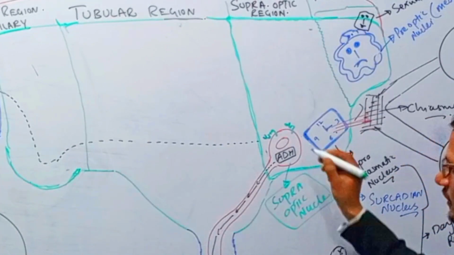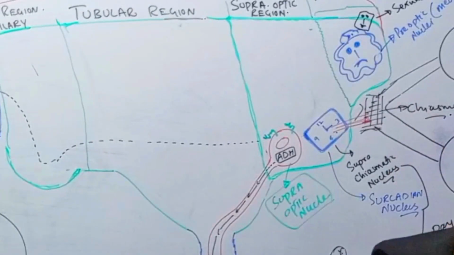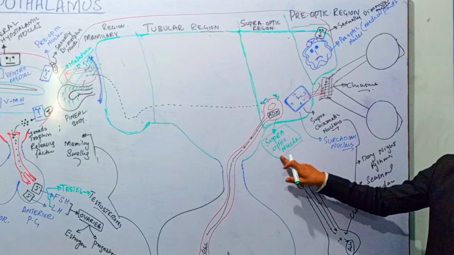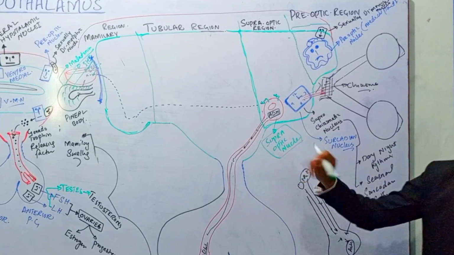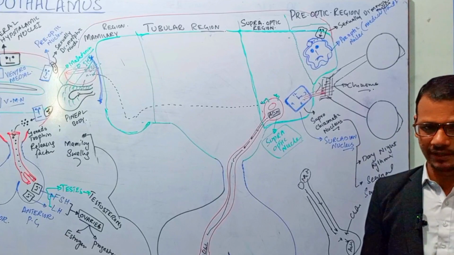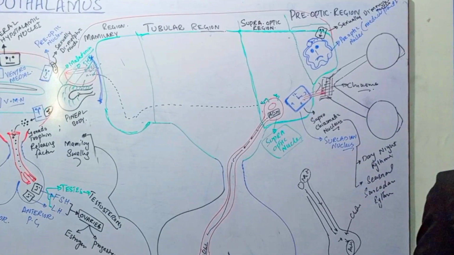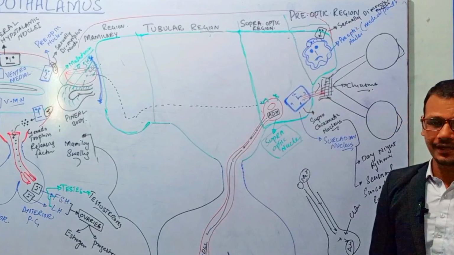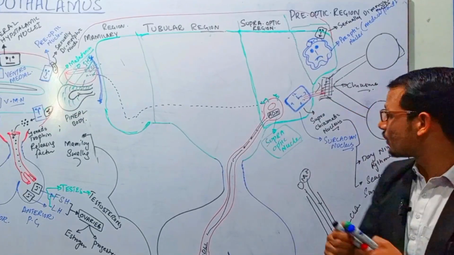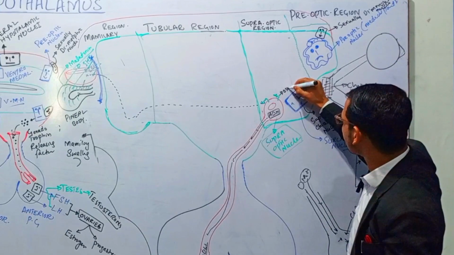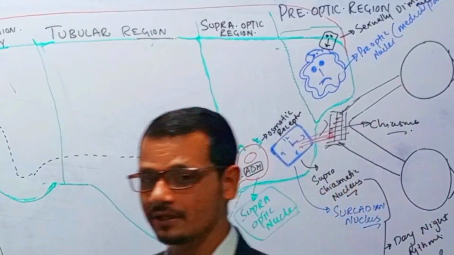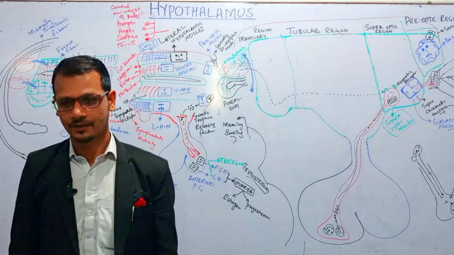The supraoptic nucleus is responsible for producing ADH, and about 90% of antidiuretic hormone is synthesized by this supraoptic nucleus. How much? About 90% of the whole body. Antidiuretic hormone is a very important hormone. It controls our water balance in the body, right? So these receptors are called osmotic receptors. What is the name of these receptors? Osmotic receptors. And when you hear osmosis, it means something related to water, right?